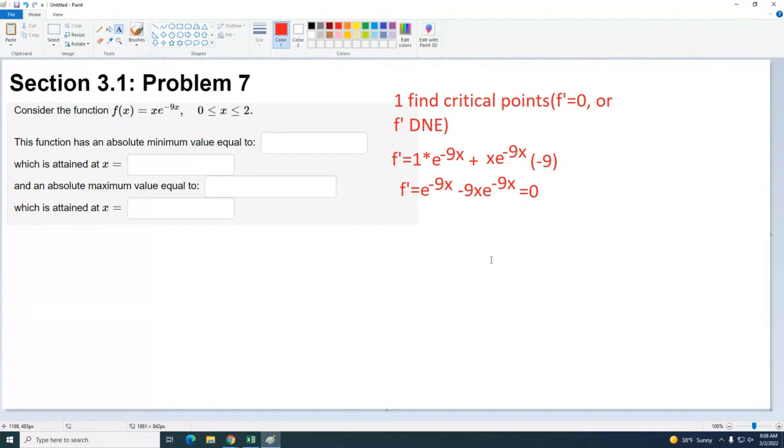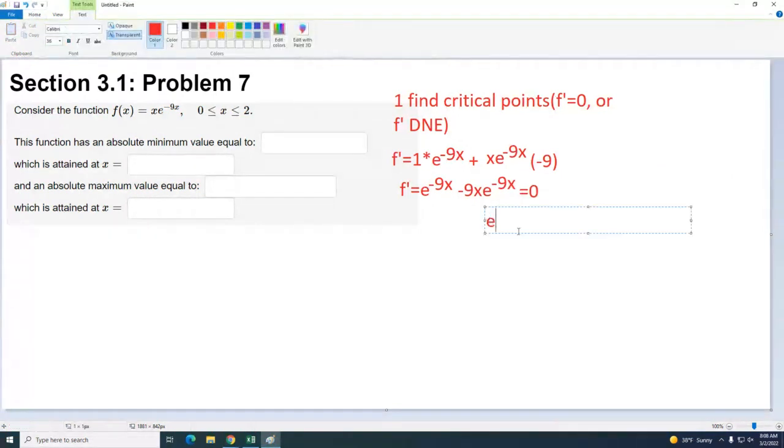Then how do we solve this equation? You see the e to the negative 9x is in both terms, so it's a common factor. We can factor the e to the negative 9x out as a common factor, and everything else is what's left in the parentheses. The first term, without the e to the negative 9x, leaves 1.